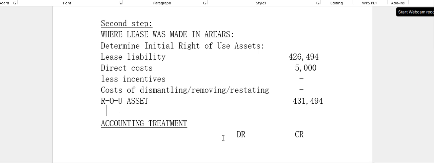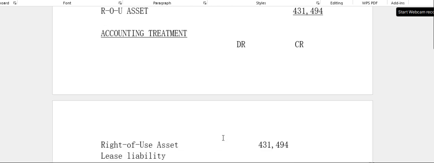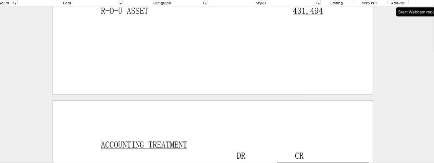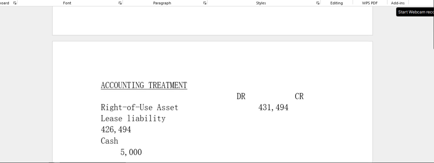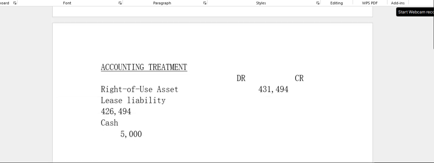Thank you. So how are we going to treat it? We are still under an arrears accounting treatment. This is the accounting treatment. Very simple. Right of use of assets.